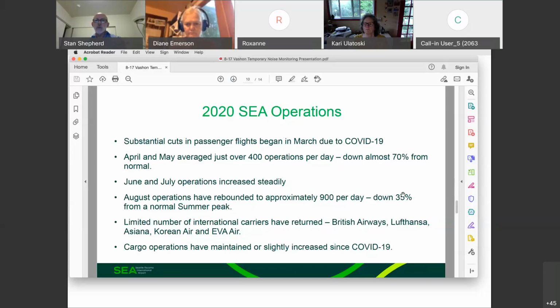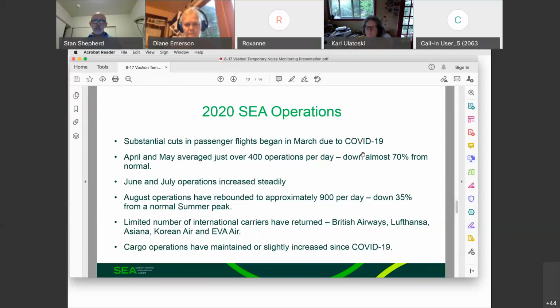April and May averaged around 400 operations a day. That's the lowest I've ever seen SeaTac Airport since I've been there. June and July operations increased steadily. And in August now, what we're seeing is a little bit more of a rebound with about 900 operations kind of creeping up a little bit. So we're still about 35% down from a normal summer peak.